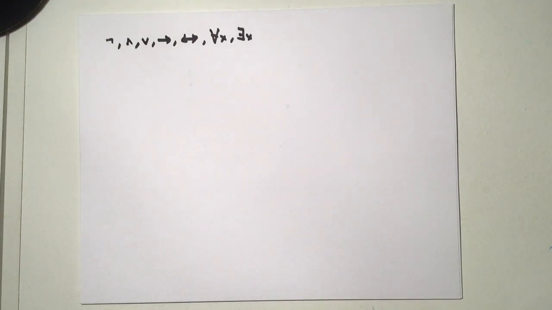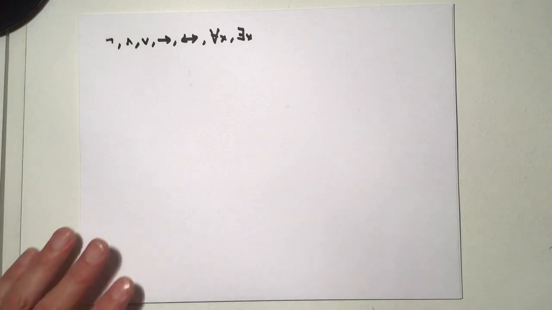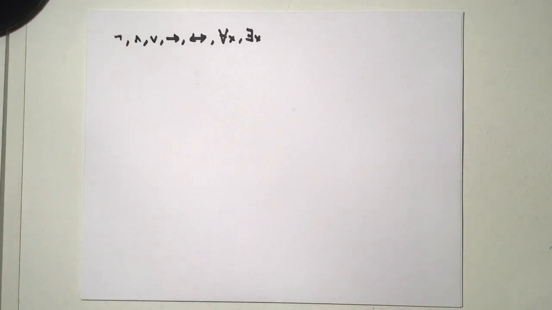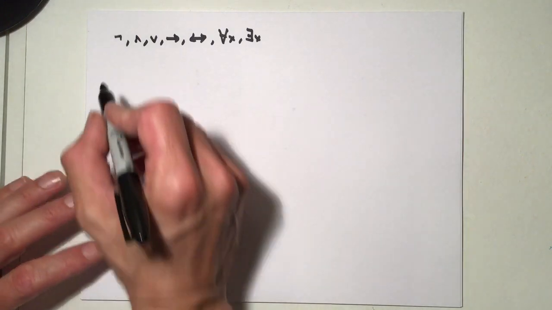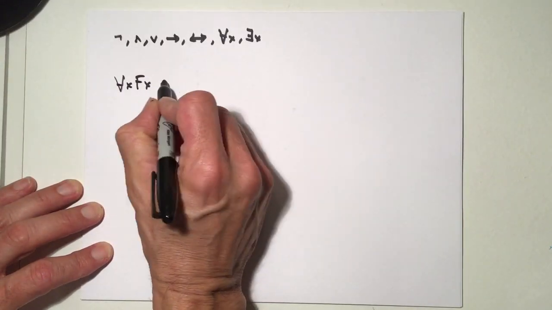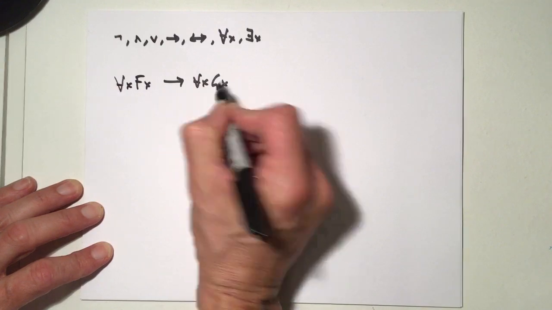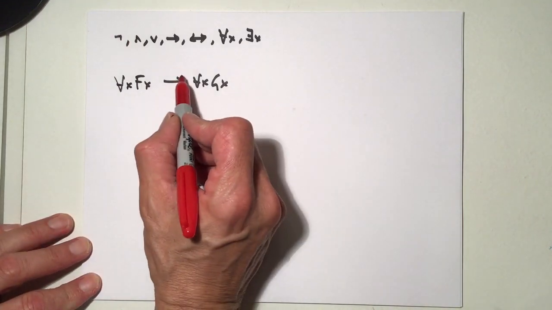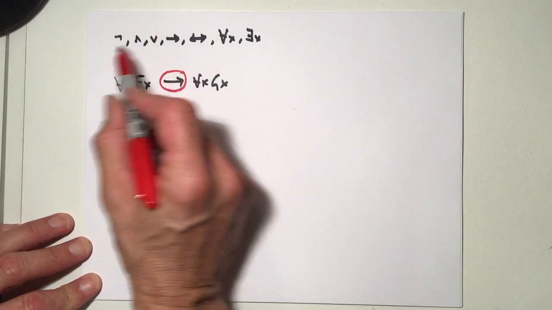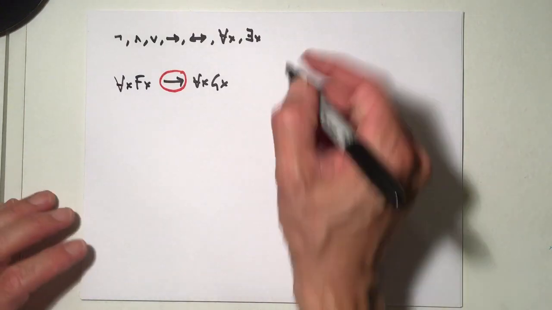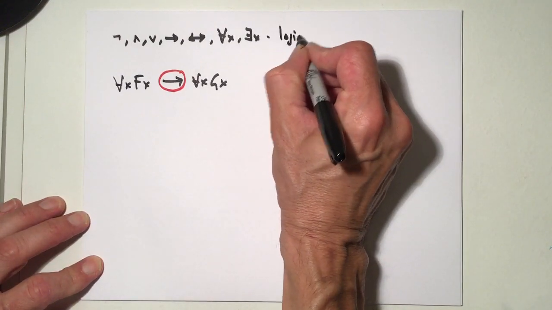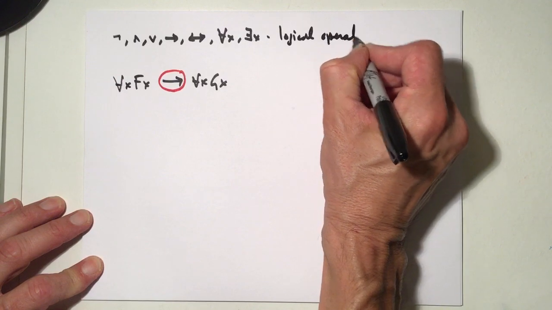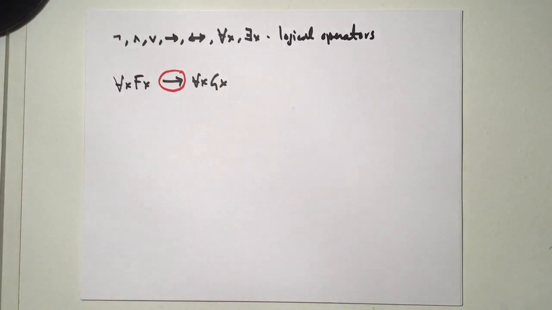Okay, let's look at some sample sentences and see if we can figure out a rule of thumb that will help us identify the main logical operator by inspection, as mathematicians sometimes say. So consider a sentence like this. And when we look at that, you could probably already guess that the main logical operator here, since now we're going to call all of these logical operators, the main logical operator is just that arrow.